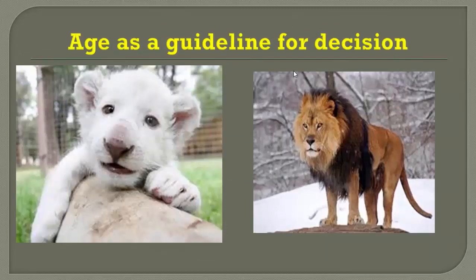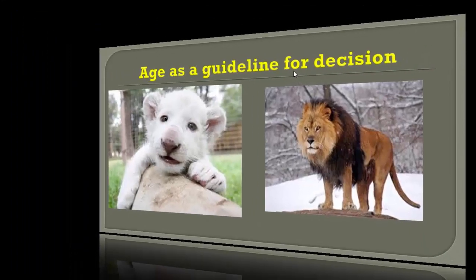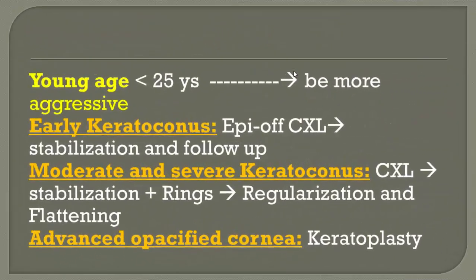Age as a guideline for the decision of treatment of keratoconus. In the younger age group, we should be more aggressive. In the younger age group, keratoconus is progressive. So, in early keratoconus, we should do Epi-off cross-linking with follow-up. In moderate and severe keratoconus, we can do cross-linking and intracorneal ring implantation. While in advanced opacified cornea, we can do keratoplasty.